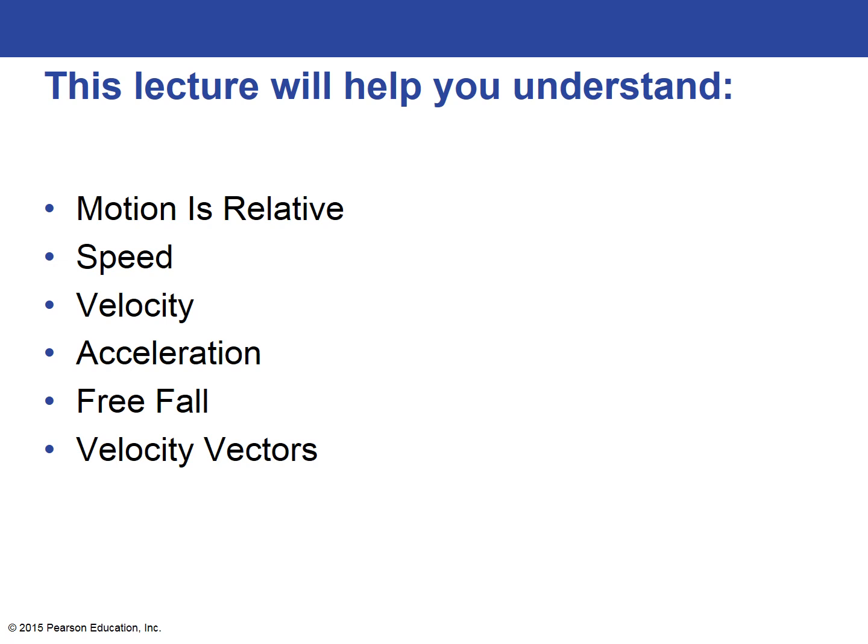And then we will talk about velocity vectors, or the use of describing velocity as vectors, and how we add vectors to determine the net or the resultant velocity when more than one velocity are being added together.